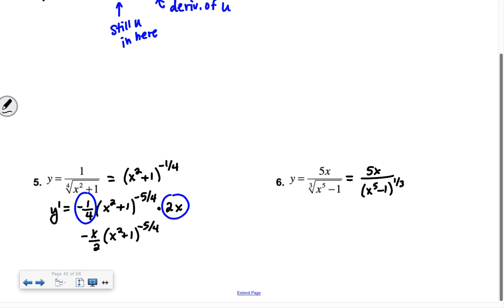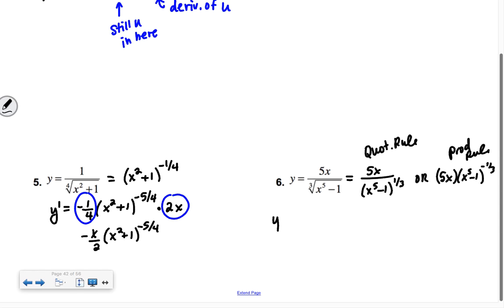Now, could you do product rule and chain rule instead? Yeah, you could do product rule and chain rule. So you could even write it as 5x times x to the 5th minus 1 to the negative 1/3. So if you want to do it that way, you can do it that way as well. All right, so do you guys want to do quotient rule or product rule? Product rule. So this one would be quotient rule, so write yourself a note. And this would be product rule.